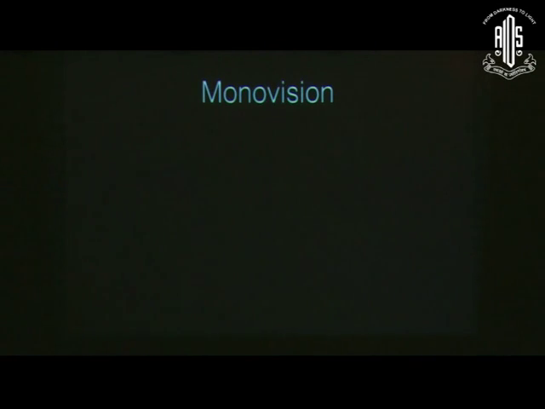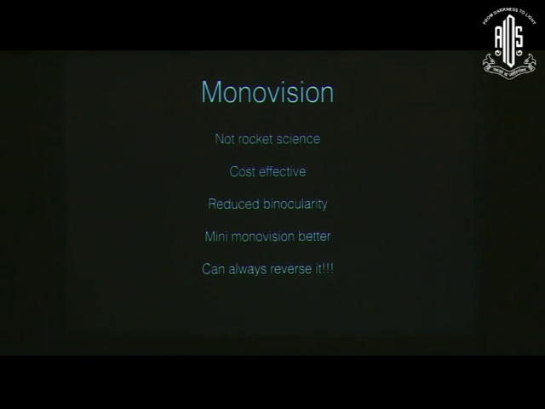So just to summarize what we spoke about till now about monovision, it's a very simple procedure that all of you are probably already doing, so it's not rocket science. Very cost effective, you don't need to invest any more money, you don't need to spend money on multifocal lenses. Binocularity is certainly reduced, but then in all procedures you probably have some reduction of visual acuity. Mini monovision is probably better than regular monovision, and if you don't like it or your patient doesn't like it, the best part is you can always reverse it, unlike a lot of other procedures that are done for presbyopic correction.